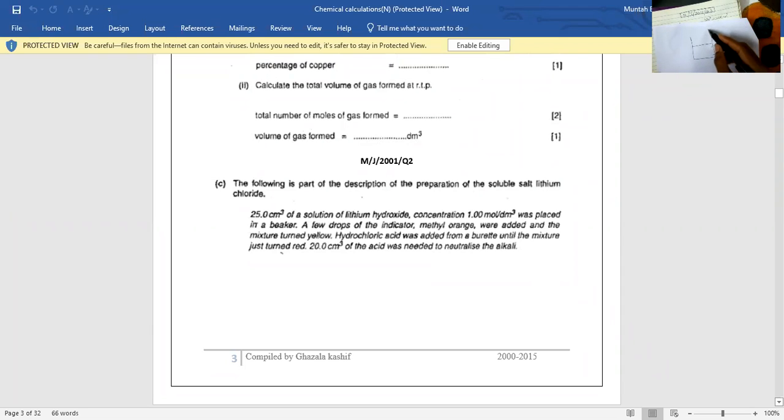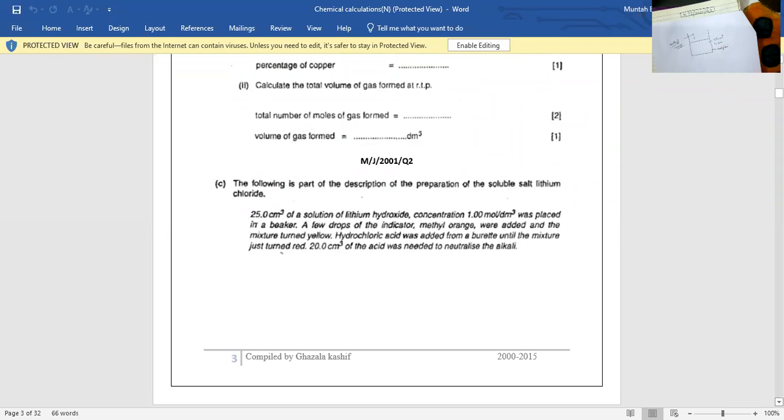A few drops of the indicator methyl orange. Now, what is an indicator? This is methyl orange. What is an indicator? Yes. It tells the pH of the solution, and it changes color so that we can visibly, easily see when the neutralization reaction has been completed. Because it will change its color right when the alkali has been exactly neutralized by the acid.